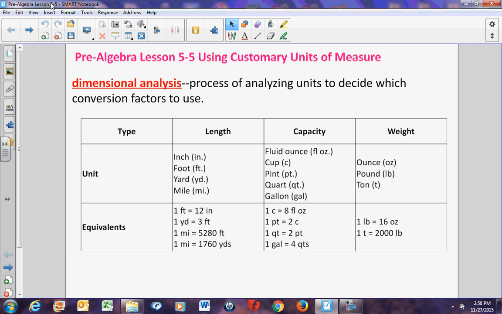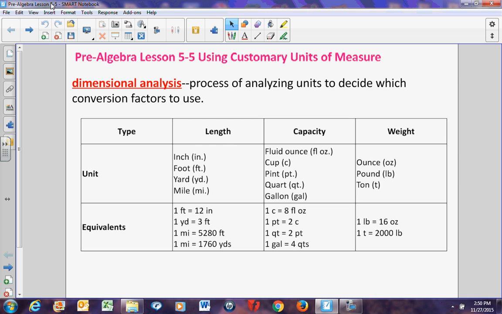The equivalence is there are 12 inches in a foot, there are 3 feet in 1 yard, there are 5,280 feet in a mile, or 1,760 yards to a mile. I have all these memorized because I've used them so often in my entire life. Go up to the average person, they would have no idea what these are, they would have to look them up.